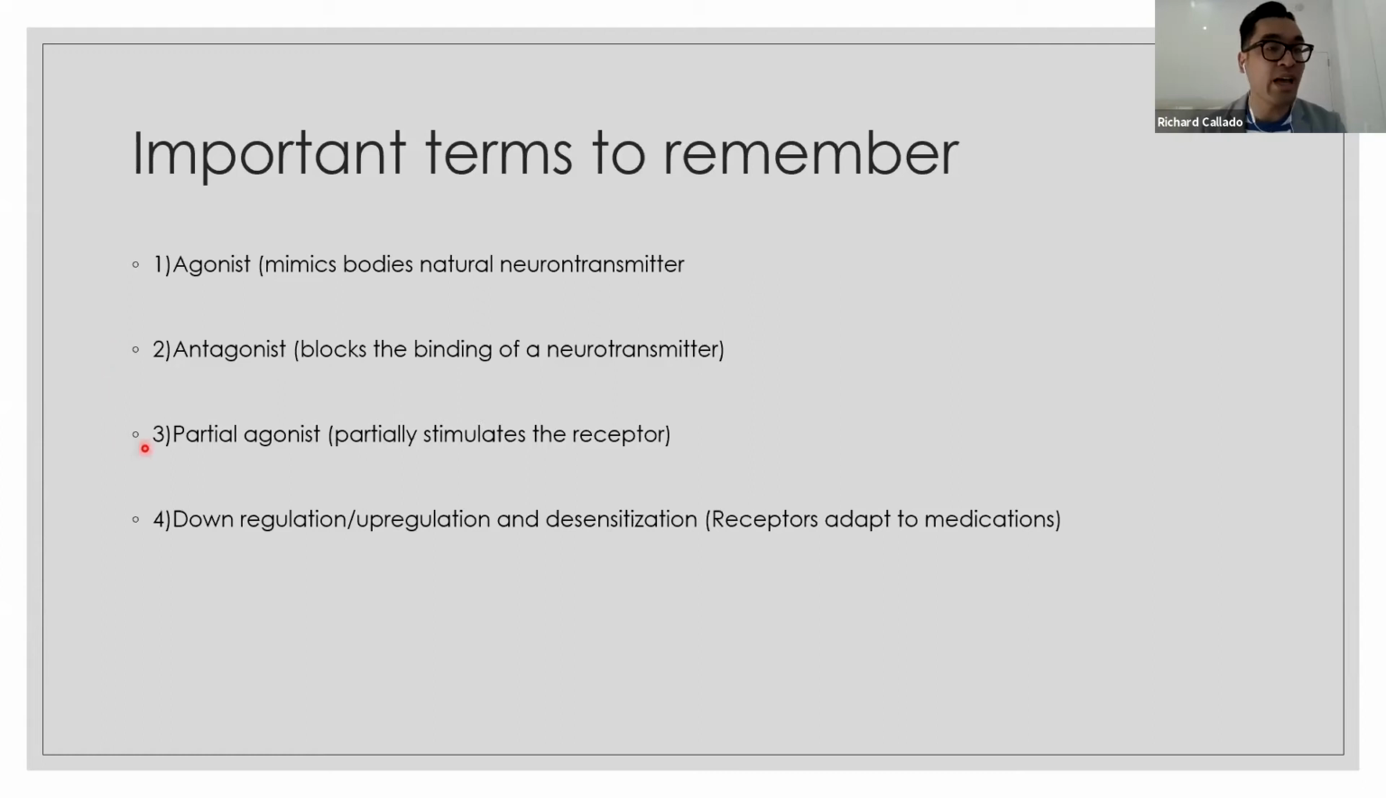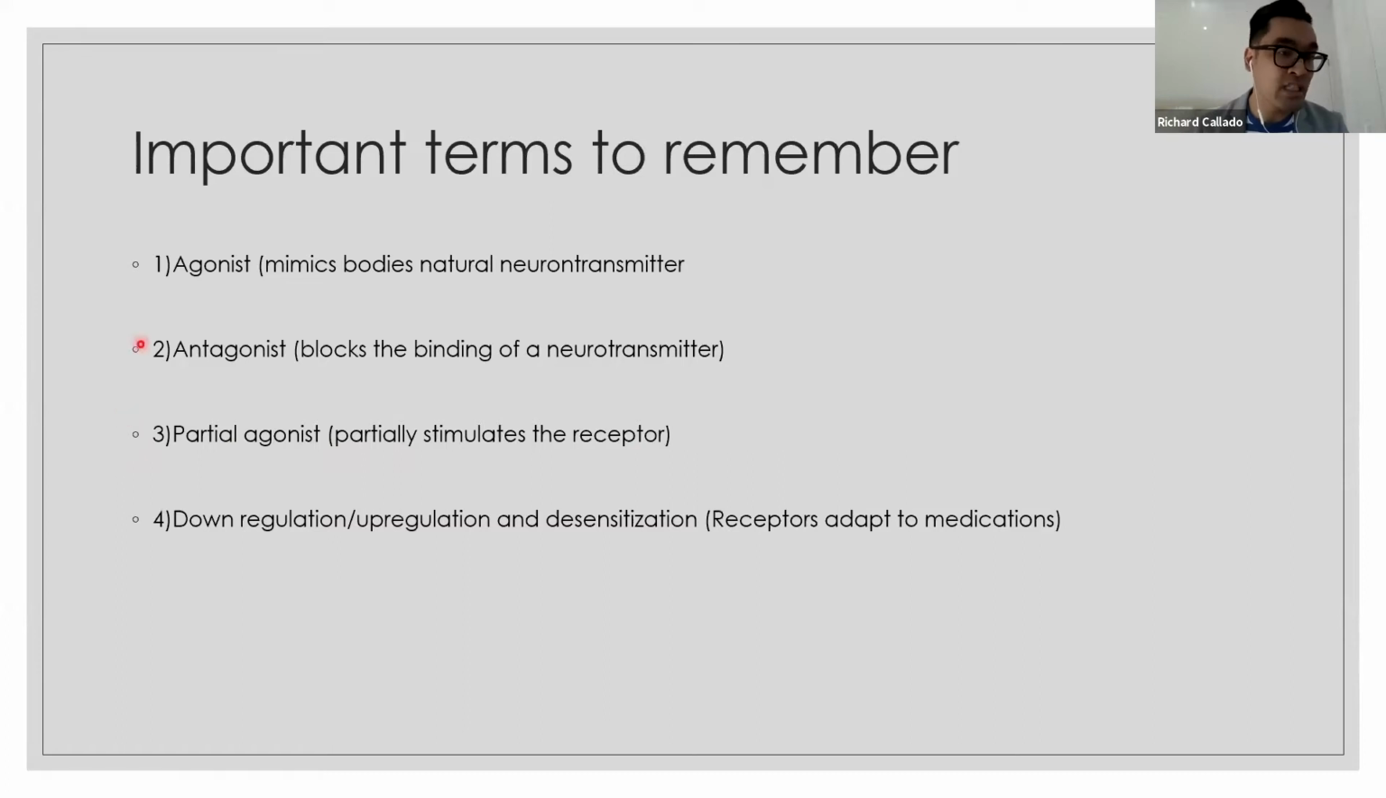Number 3 is a partial agonist. I'm wondering if anyone can list a medication that's a partial dopamine agonist. It starts with an A. It's a fairly new medication. Aripiprazole, Abilify, right? That's a D2 partial agonist.